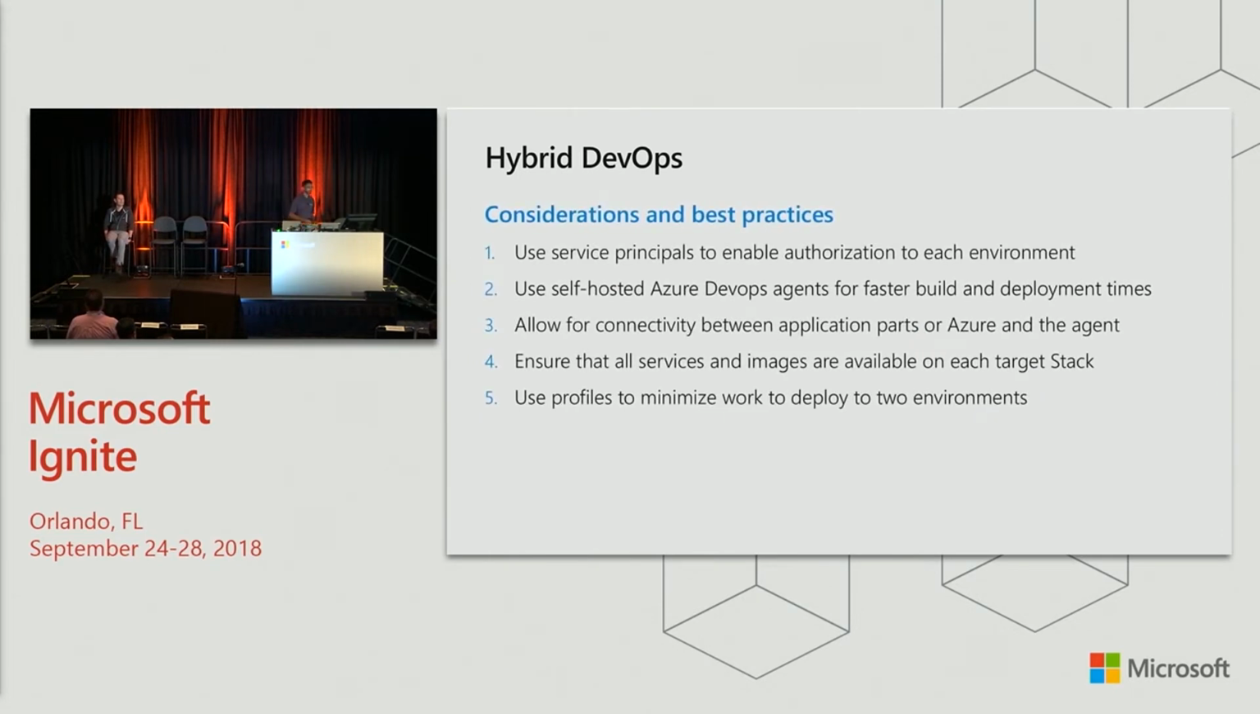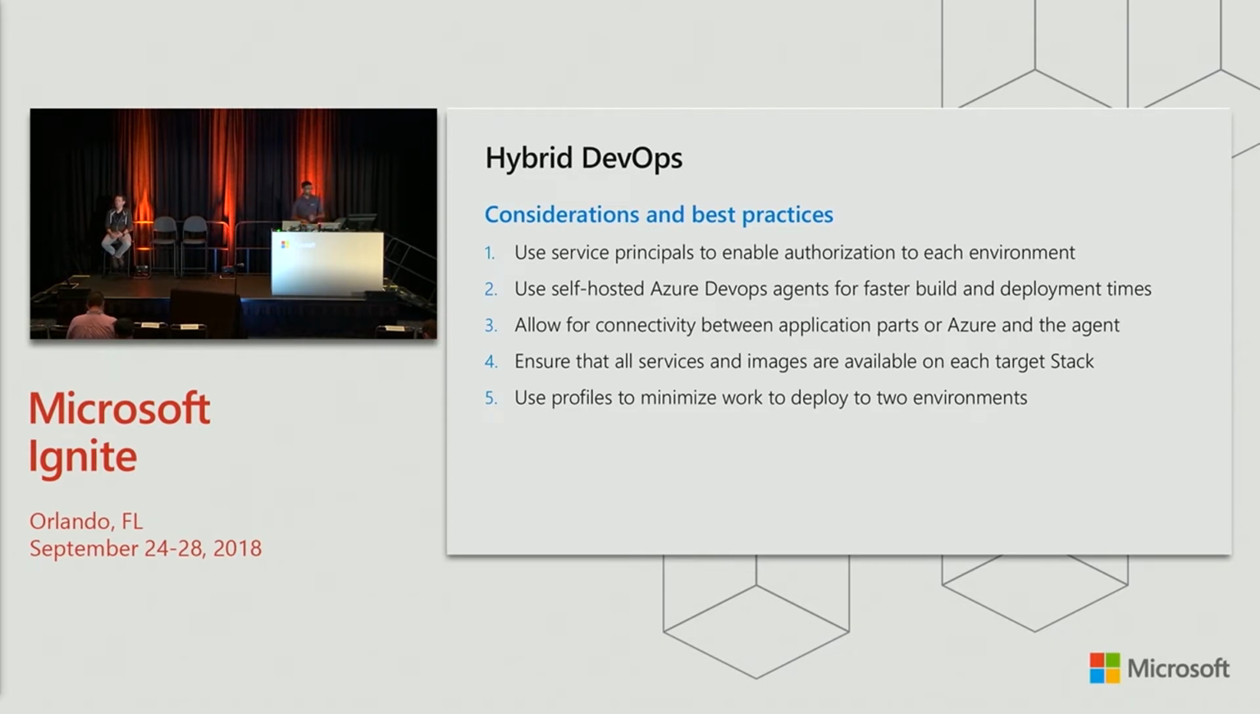And just some best practices. We want to use service principals for authorization and authentication to each environment. We use self-hosted Azure DevOps agents for faster build and deployment times, because it doesn't have to resync all of those packages that I've already downloaded. We want to make sure that we can talk between Azure and the agent running on Azure Stack, so that way we can run deployments. Like I talked about, ensuring that all of the images and services are available that you want to use, so that would be something an administrator would take care of.